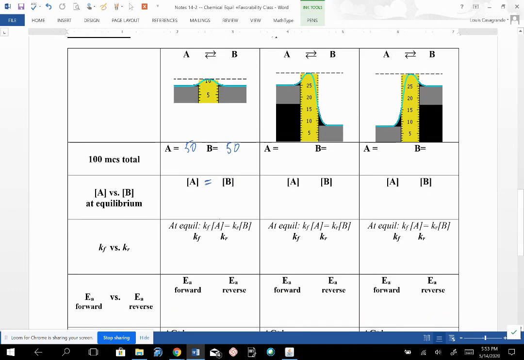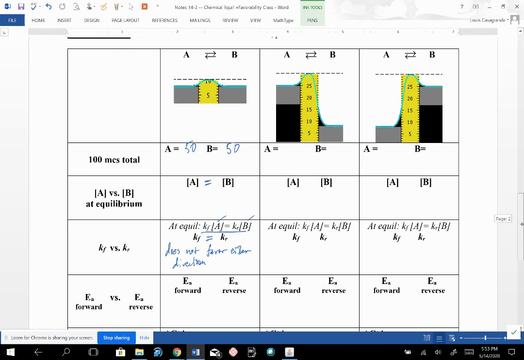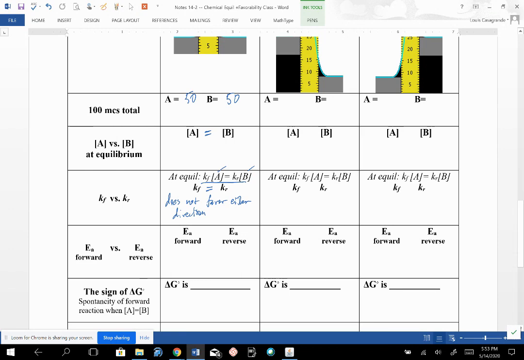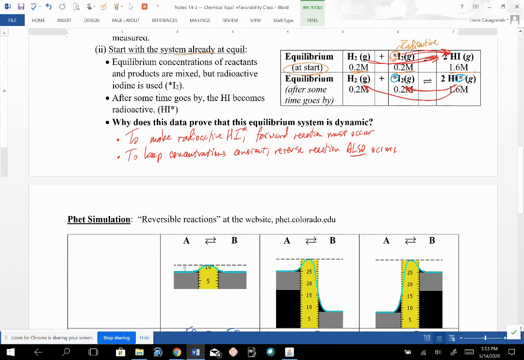Because the concentrations are equal to each other, and at equilibrium we have to have the rate of the forward reaction equal to the rate of the reverse reaction. If the A and B are equal to each other, that means the Kf and the Kr are equal to each other. And this reaction does not favor either direction. One of the reasons for that is that the EA, the activation energy in the forward direction, what's the activation energy in the forward direction? Well, it's that little bit right here. EA in the forward direction is equal to the EA in the reverse direction.